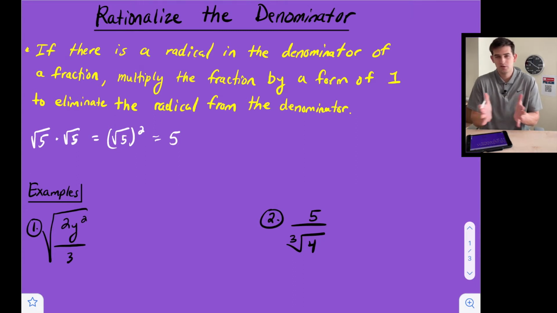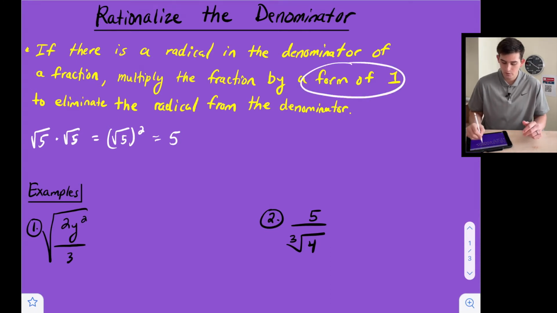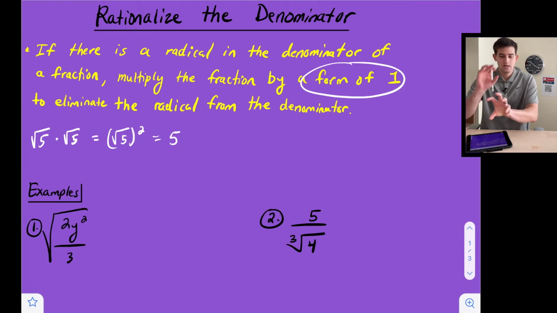But we can't just multiply a fraction by whatever we want, but we can multiply a fraction by a form of 1. It doesn't change the value of the fraction. So if we have a square root in our denominator, we're going to multiply the fraction by the exact square root that's in the denominator, but over itself. So for example, if we had the square root of 5 in our denominator, we would multiply the fraction by square root of 5 over square root of 5, and then we would simplify it from there.